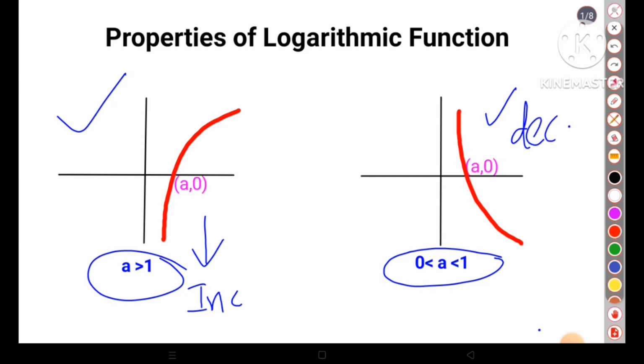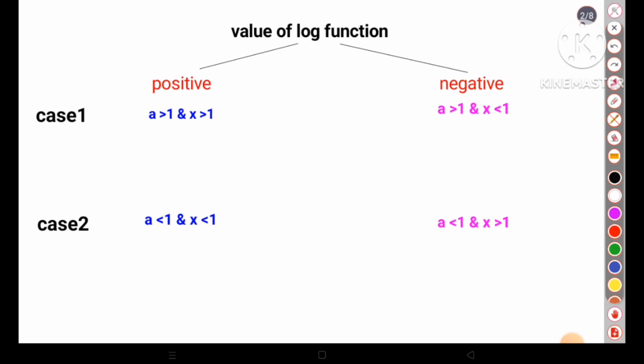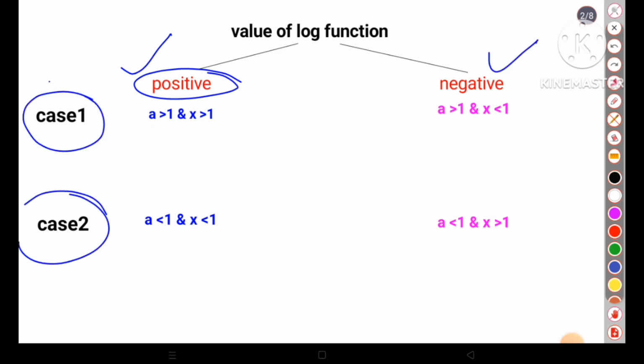Next हम मूव करते हैं value of a log function. The value of a log function can be positive and can be negative. There are two cases, case 1 and case 2. The value of log function will be positive in these two cases. That is when both base and the input value of the log function is greater than 1, or both the base and the input of the log function is less than 1.